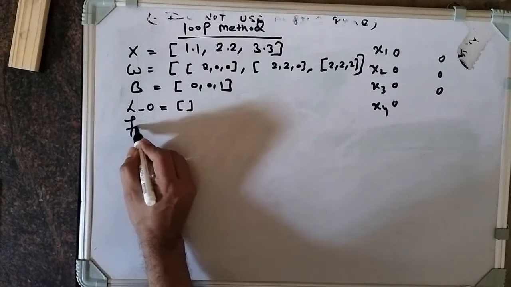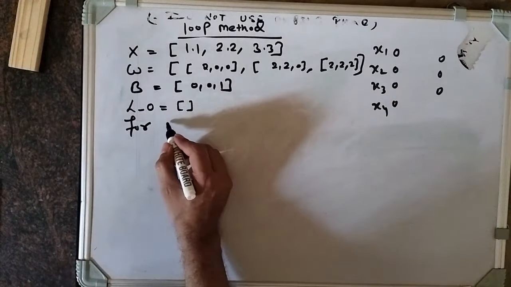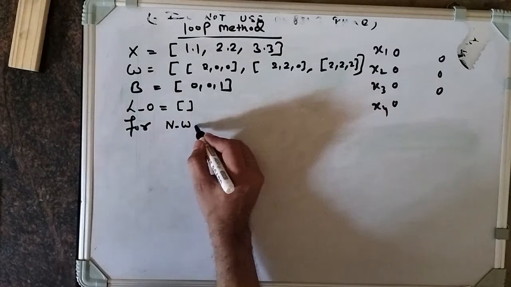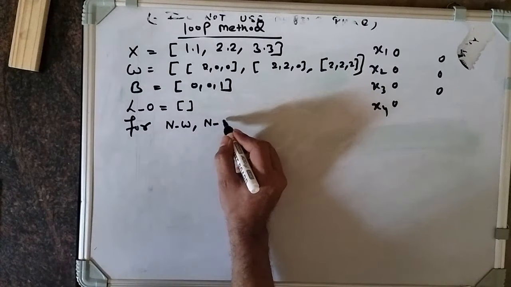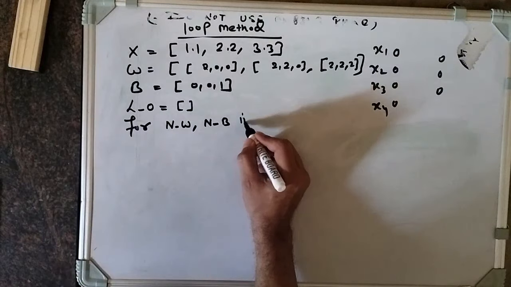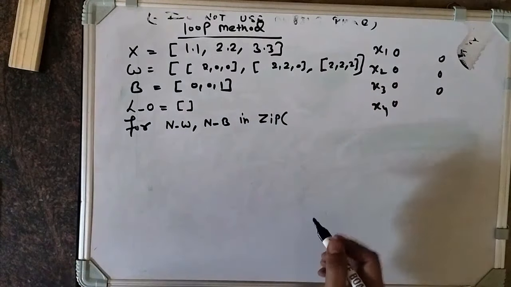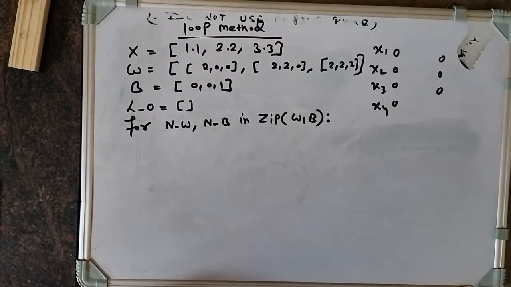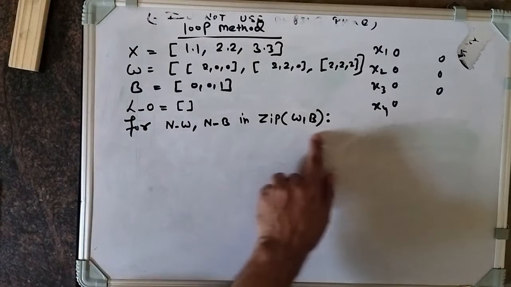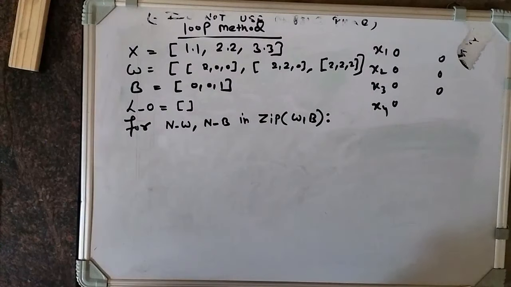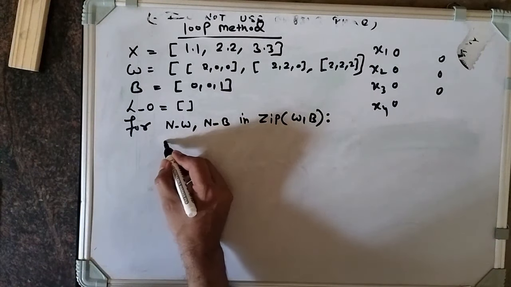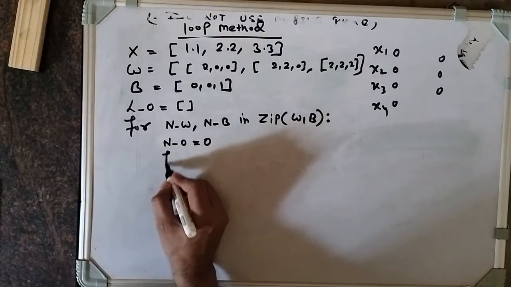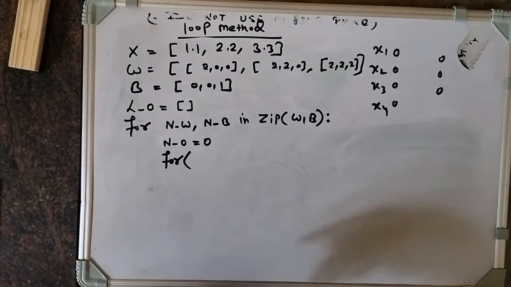Now I am writing for neuron weight, neuron bias in zip of W comma B. This is very important. What is the meaning of this? I will explain. Next, I am writing inside, neuron output is equal to initially 0. Then inside the for loop, again I am writing another for loop.